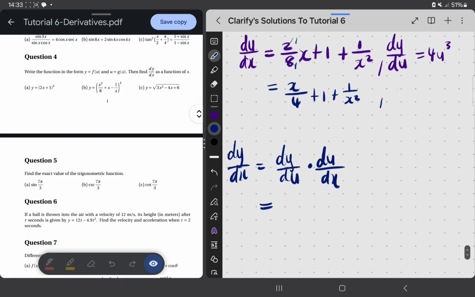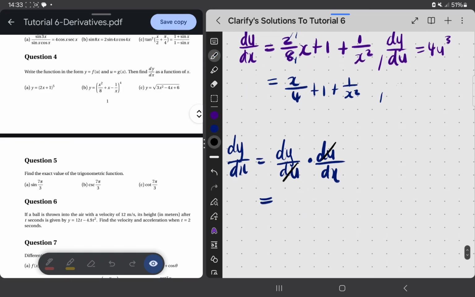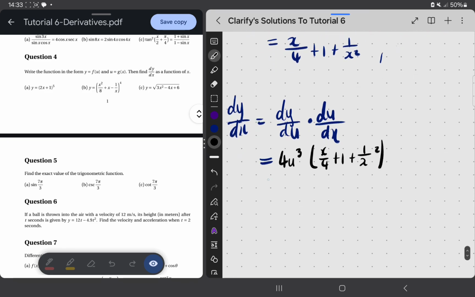Okay. Now, what is it going to be? Please never cancel the du's like this. That is ridiculous. They don't cancel. This is just a notation, so you can't simplify. dy du is 4u to the 3 times du dx, which is this whole thing. So we can just multiply by x over 4 plus 1 over x squared. There we have it. So this is just going to be 4.